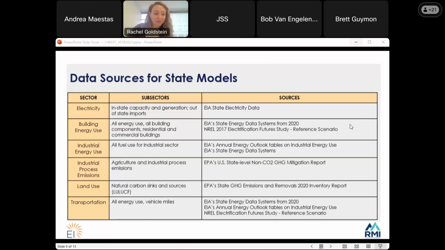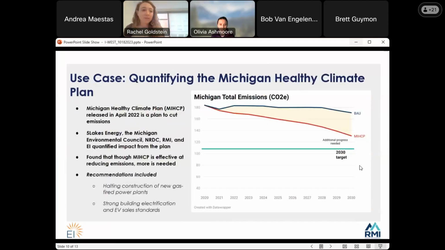Thanks, Rachel. I'm going to talk about some of our goals we had initially with the state models and then some of the ways it's been used by different states. So initially our goal was a tool that was free and open source so states can have the ability to do quantitative analysis to inform their policy making.